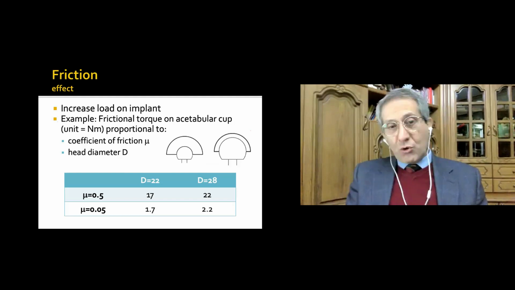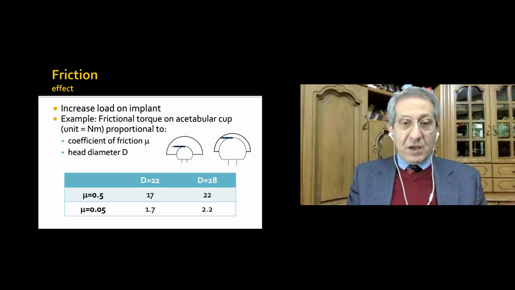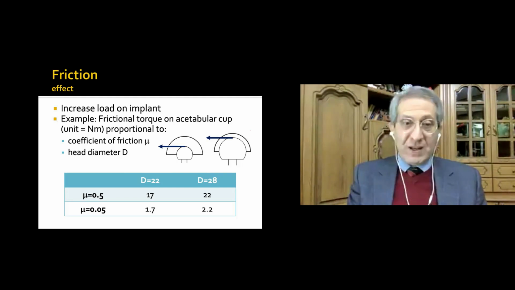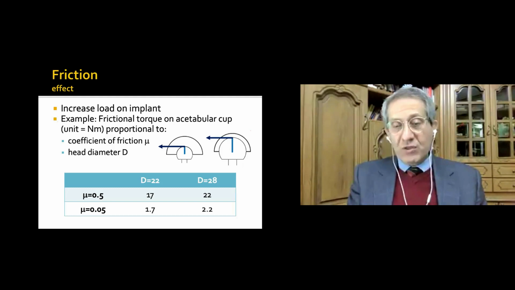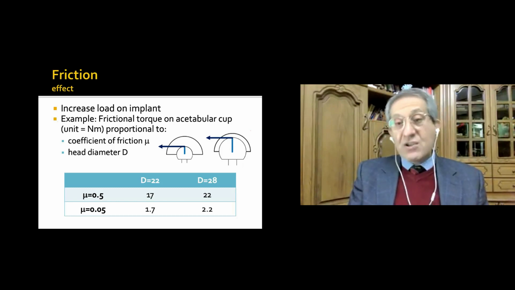In addition to causing wear of the moving surfaces, friction increases the load at the bone implant interface, which might result in loosening. Friction force itself is proportional to normal load on the implant and does not change with different femoral head sizes. On the other hand, frictional torque on the acetabular cup, which is proportional to the coefficient of friction of the articulating surfaces as well as the head diameter, increases with the larger femoral head size.